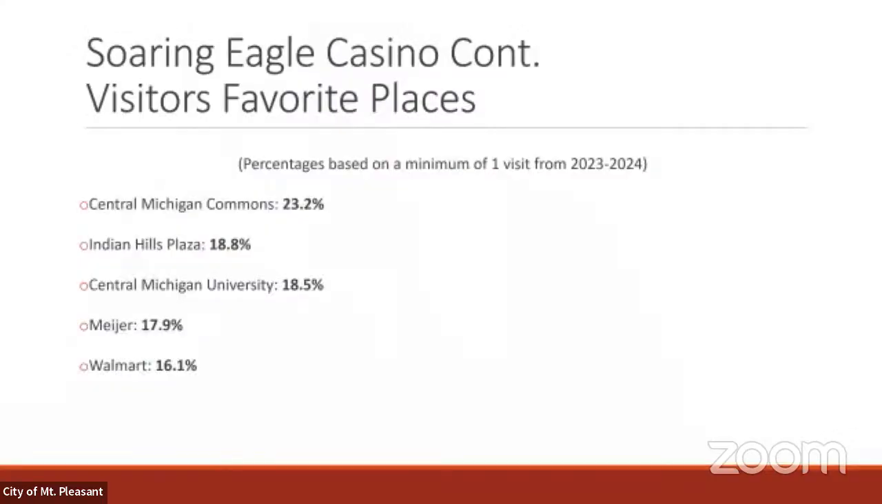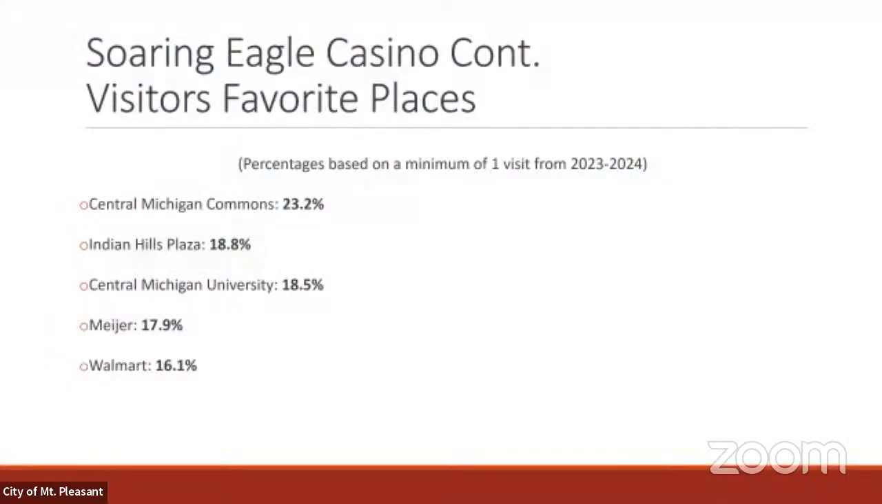So we can't get quite as in depth on where they came from and say they're from the Lansing area, they went to the casino, then they went there. However, we can look at the casino and say, I believe I actually have it on the next slide. Yes, we can look at the visitors that came there and what percentage of those visitors also visited another area in Mount Pleasant. Right here, these percentages are based on just one visit to the area from 2023 to 2024. And they saw that around 23% of Soaring Eagle's customers also visited the Central Michigan Commons, which is a substantial amount when you have 2.5 million people.